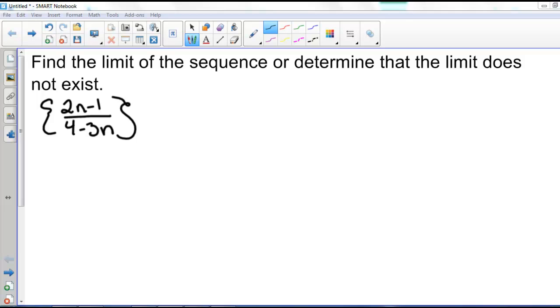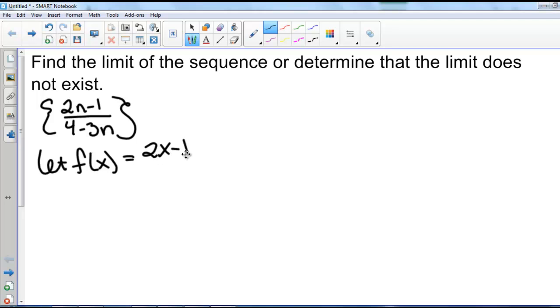We want to find the limit of the sequence or determine that the limit does not exist. Here we have the sequence 2n minus 1 over the quantity 4 minus 3n. So we're going to apply that theorem we just learned, and we're going to let f of x equal 2x minus 1 over 4 minus 3x. So notice that when we switch to a function, we now use x's instead of n's. So in our sequence we use n, but in our function we need to use x.